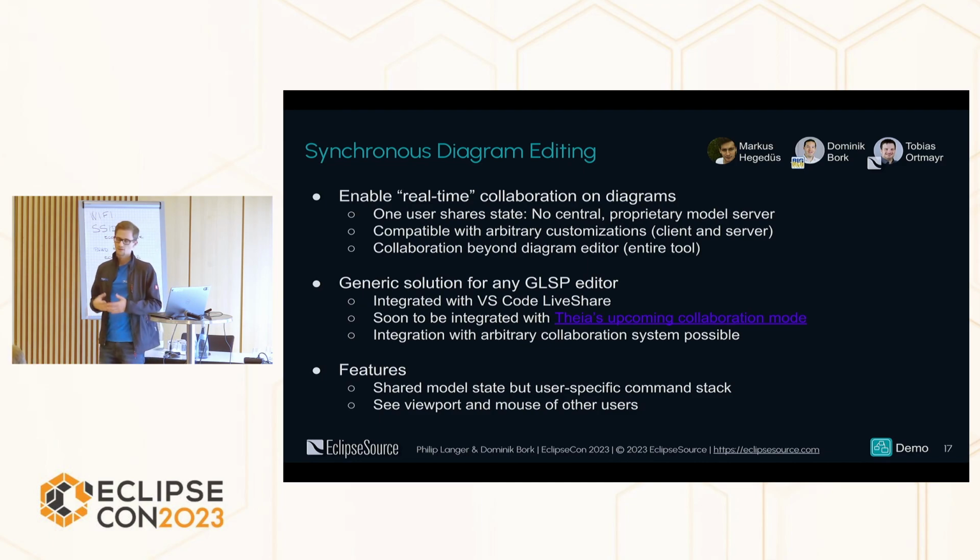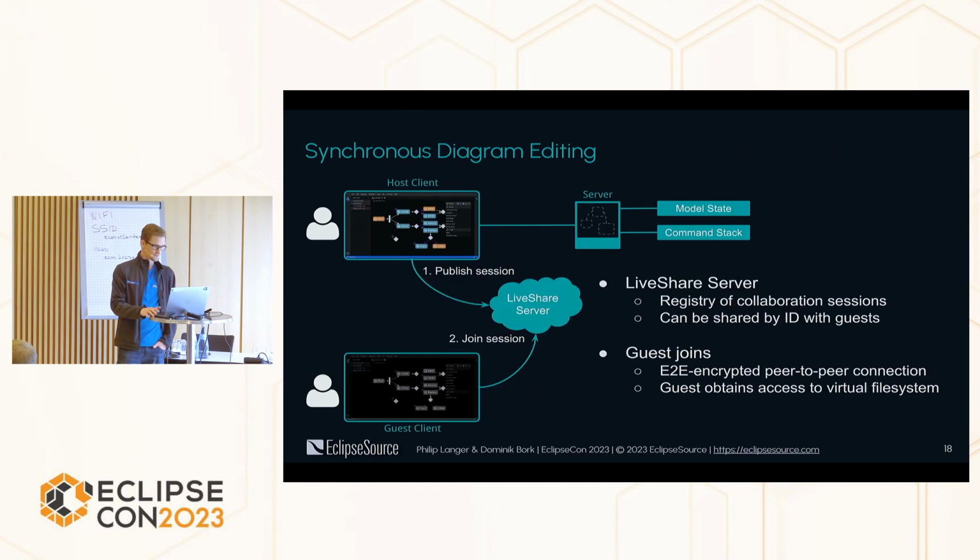So what we did is we implemented a generic solution for this diagram collaboration for GLSP and have a concrete implementation for that particular solution based on VS Code LiveShare. So it already works now in VS Code LiveShare, but it will soon be integrated as well with the upcoming Theia support for the collaboration mode that is coming up in the next couple of months in Theia, so that you can do whatever you see here also in Eclipse Theia. And of course, this integration is built in a way that it can be implemented in arbitrarily other collaboration systems, because it's really, I will go more into detail, it's really generic in that sense. So let's have a look at how that looks like.